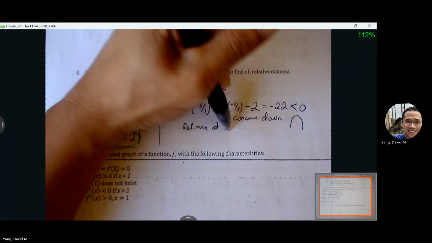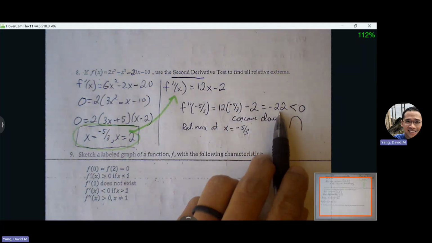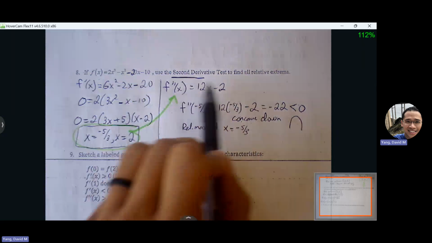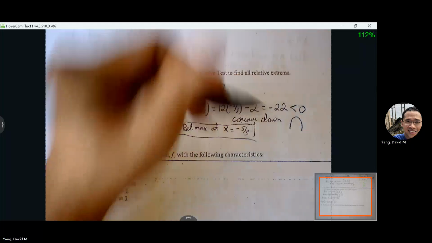at x equals negative 5/3. Don't include the negative 22. Some students want to include that negative 22 as the max, but this is just a curvature value. If I want to find the ordered pair, I'll have to plug this back into the original function. But in this case, just indicating the x value is good enough.